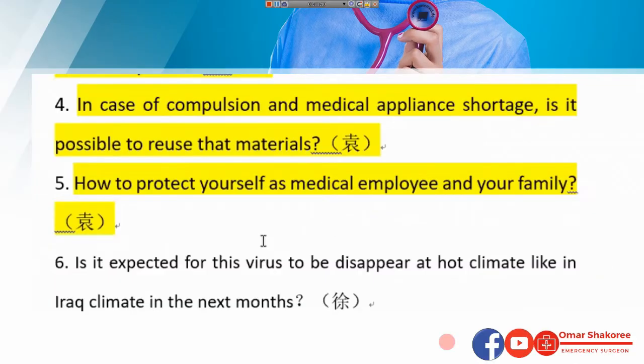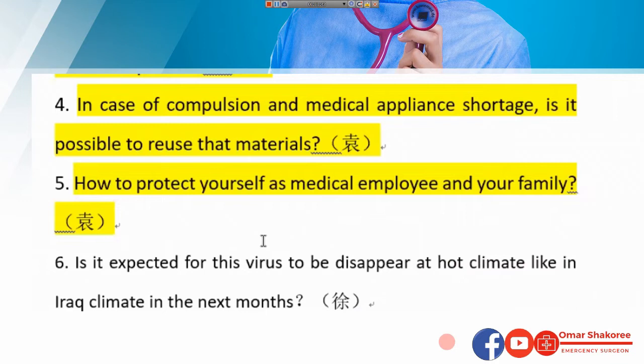Now, another question: we asked them about the shortage of medical supplies. Is there a possibility to reuse the materials? They said the medical face mask and surgical face mask cannot be reused, but the goggles can be reused.